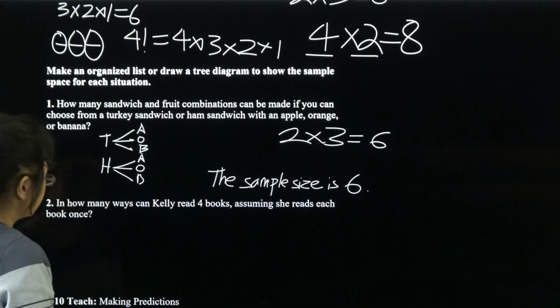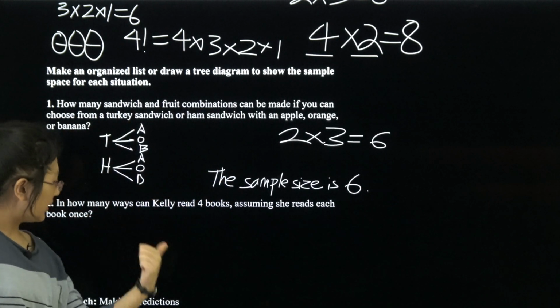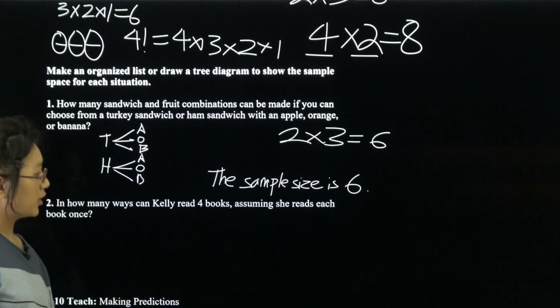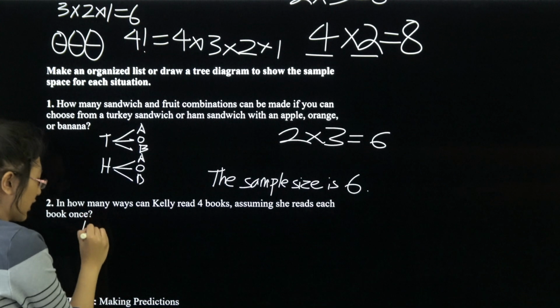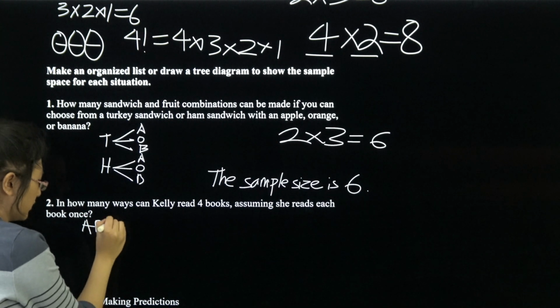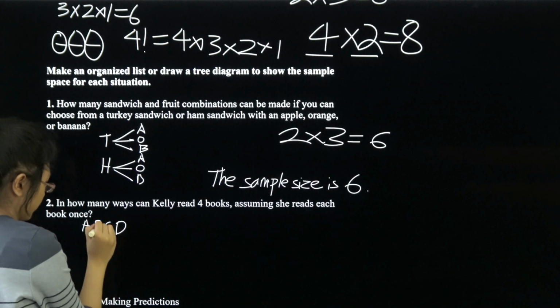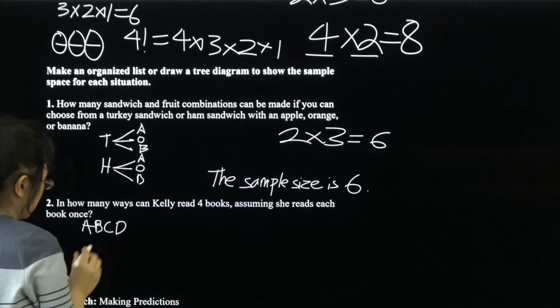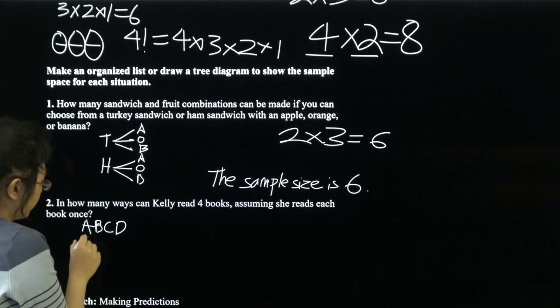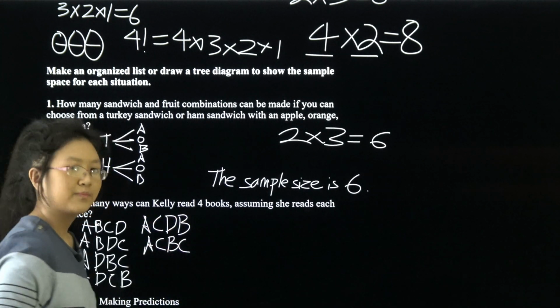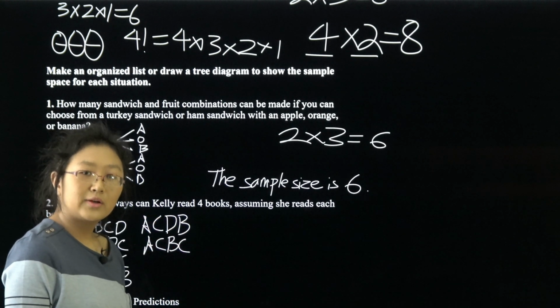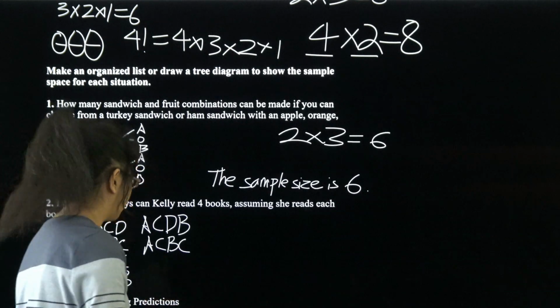So, second question. In how many ways can Kelly read 4 books, assuming she reads each book once? So let's call these 4 books A, B, C, D. So you could make a list. This is going to go on for a while, so I'm just going to skip this part.